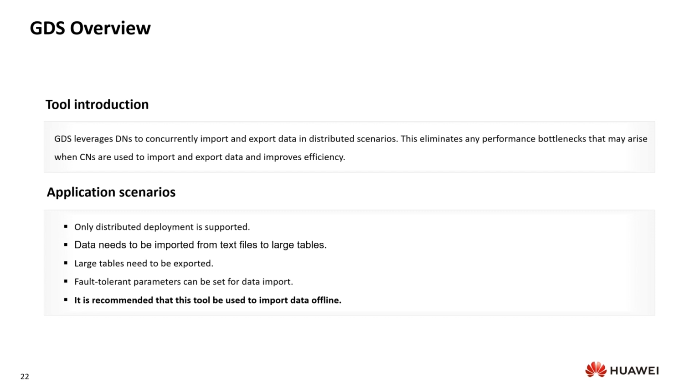Finally, let me introduce the Gauss data service. The Gauss data service is used to quickly import and export a large volume of data in distributed scenarios. The data nodes are used to concurrently import and export data, and multiple threads of the Gauss data service process are also used to concurrently import data, which improves the performance of the data import.